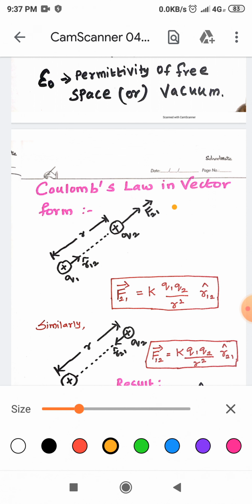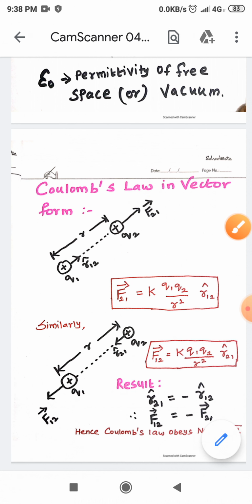Yes, it is the F21 vector, and it is acting along this direction. The direction starts from the charge Q1 to Q2. That is what the unit vector r12 cap is, so that should be included in this formula.